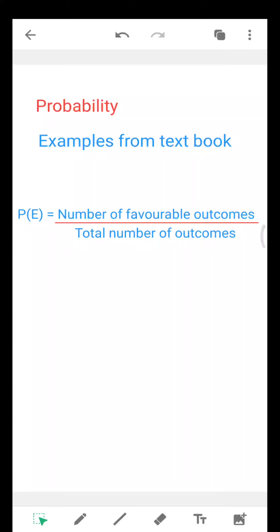Welcome back everyone. In today's session we are going to see some important examples from the textbook along with some more questions. In the last session we saw some examples of marbles, different colored marbles, and the spinner, the probability of getting different colors on a spinner, and many more things. Now let's see the example of tossing a coin.